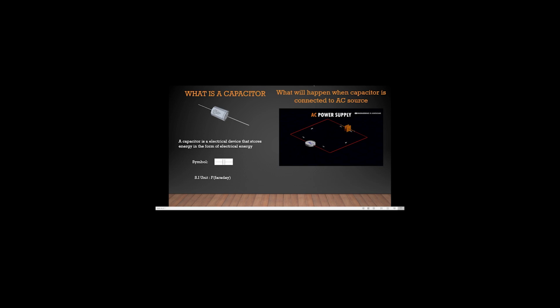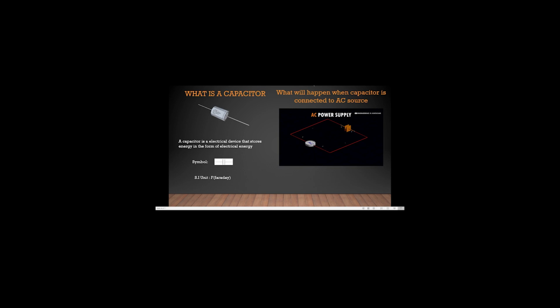Once the capacitor is saturated, it blocks the current flow through it. That's why a capacitor blocks DC current. But in an AC circuit, as the direction of current changes, the polarity of the capacitor also changes, which causes both charging and discharging with respect to the AC current.